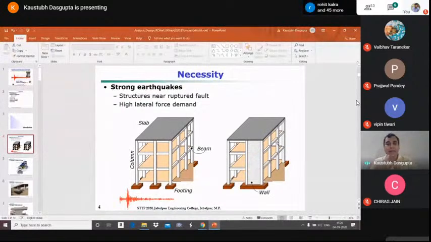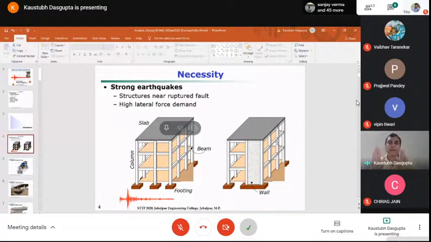So that type of asymmetry in stiffness caused by the position of wall at one end should be avoided at any cost. So we try to provide the walls in a symmetric way, along the length, along the width. So that is generally kept in mind.